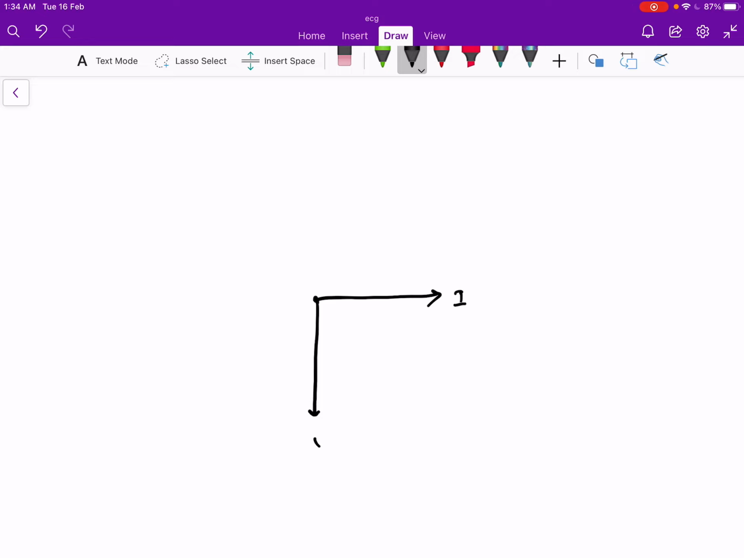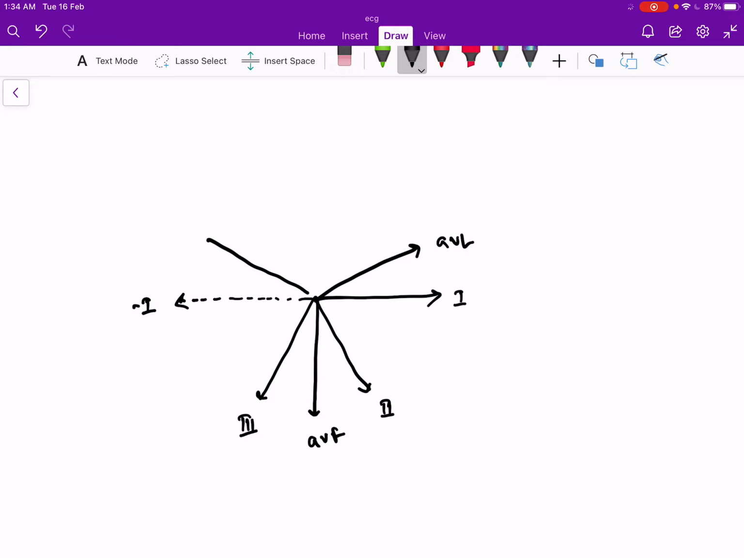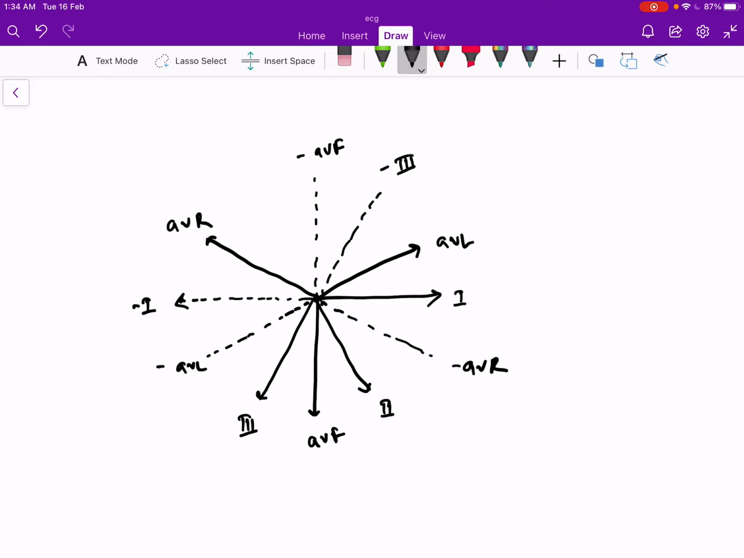This is lead 1, AVF, lead 3, lead 2, lead minus 1, AVL, AVR, minus AVL, minus AVR, minus AVF, minus 3, and minus 2.